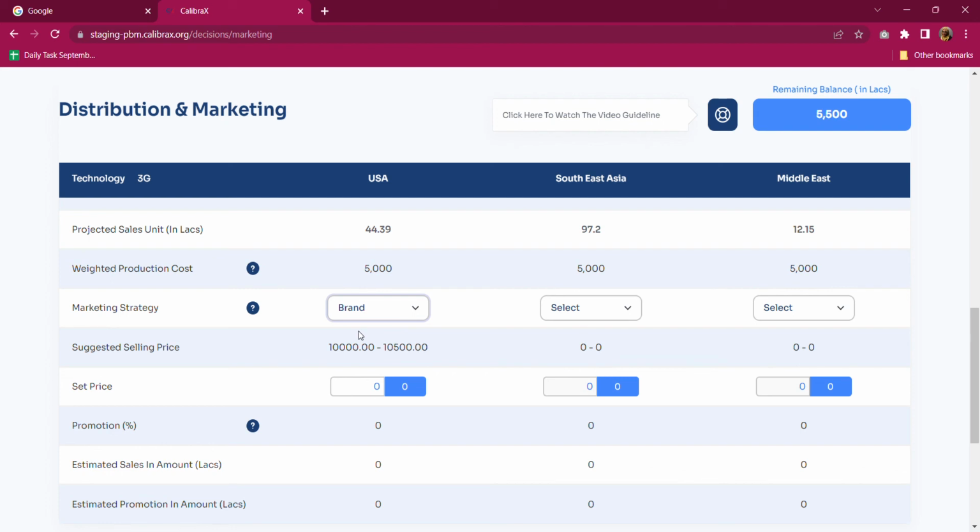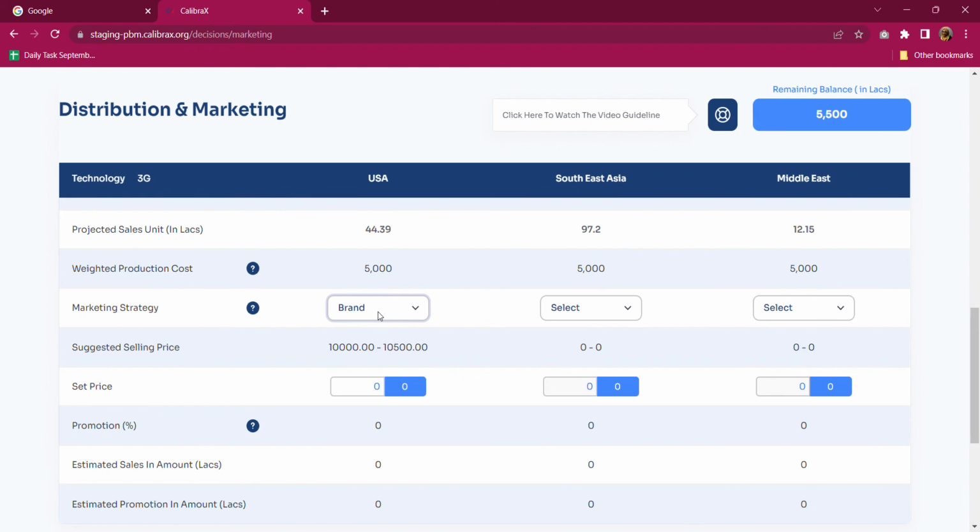However, setting a lower price strategy will have a lower suggested selling price compared to those of adopting balance and branding strategy. The amount of promotion a team can utilize depends on the marketing strategy it has adopted for a particular market. Please note that the estimated sales in amount and estimated promotions under this tab are indicative figures of what the team might be able to achieve or have to spend if they fully achieve the target of the market share in this round.